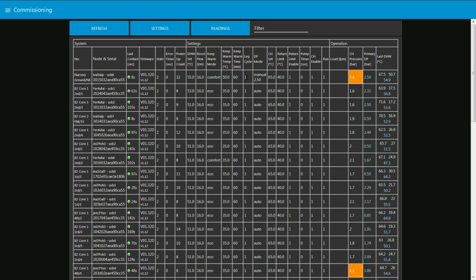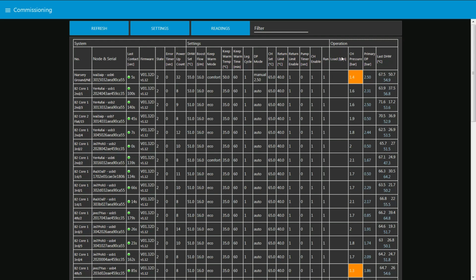We have a Legionella cycle, how the system calculates differential pressure, central heating set point, central heating return temperature limit, whether the return temperature limit is enabled. We have a pump timer for central heating, so this is a pump overrun feature, and we have a central heating enable and an HIU enable or run. These can be used for remote control of central heating or for turning on and off the HIU for functions such as prepay.